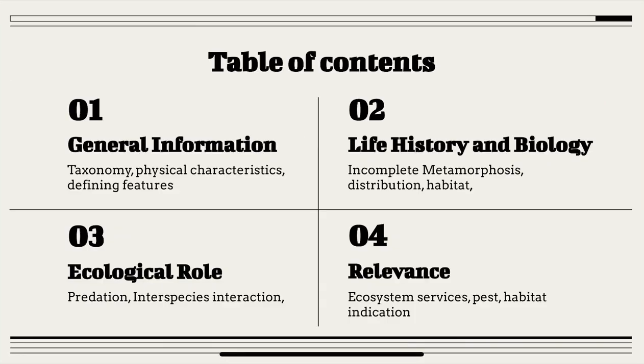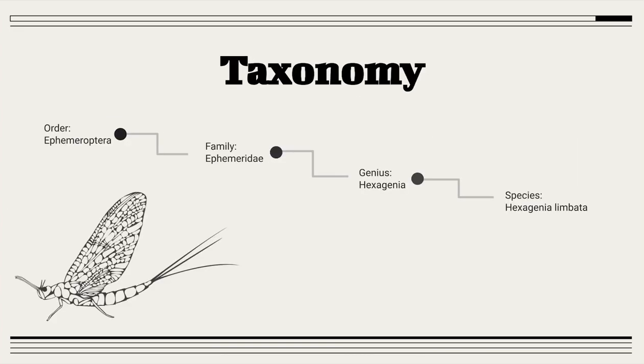Just a little overview, we're going to be covering their general information regarding their taxonomy, physical characteristics, and defining features, as well as the life history and biology, so that will cover their incomplete metamorphosis, distribution, and habitat. We'll also take a look at their ecological role, so predation, as well as their relevance, their ecosystem services, their great habitat indicators, as well as often seen as a pest.